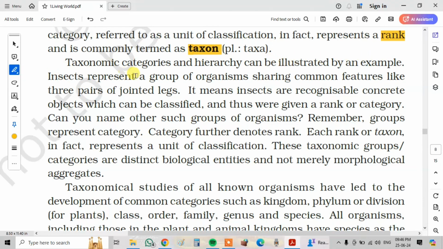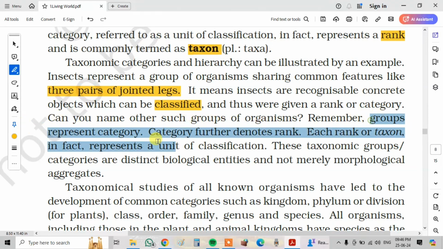Taxonomic categories and hierarchy can be illustrated by an example. Insects represent a group of organisms sharing common features like three pairs of jointed legs. It means insects are recognizable concrete objects which can be classified and thus were given a rank or category. Can you name other such groups of organisms? Remember, groups represent categories, and a category is thus denoted as a rank. Each rank or taxon in fact represents a unit of classification.